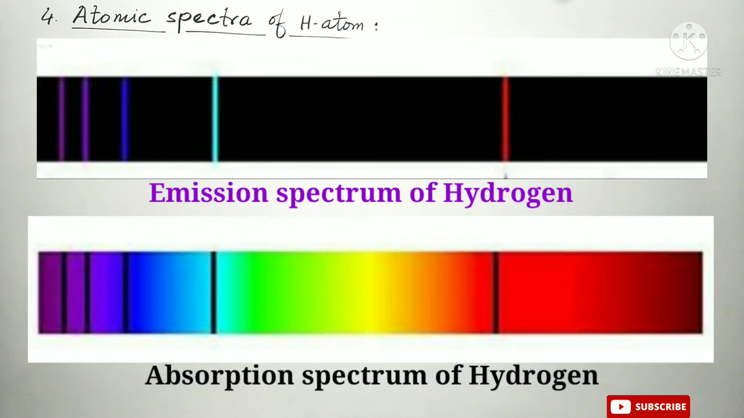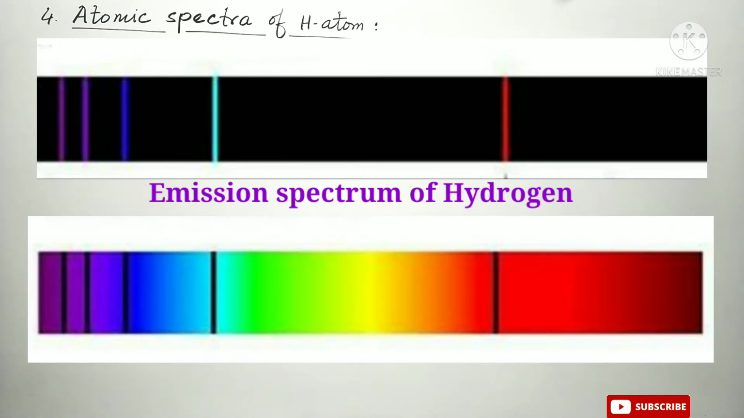In emission spectrum, you will get some colorful lines in the visible region because only the frequency which corresponds to the emitted energy is found in the spectrum, and in case of absorption spectrum, the frequency of the energies which are absorbed actually produces the dark lines in the visible spectrum, right? So this is the difference between emission spectrum and absorption spectrum.